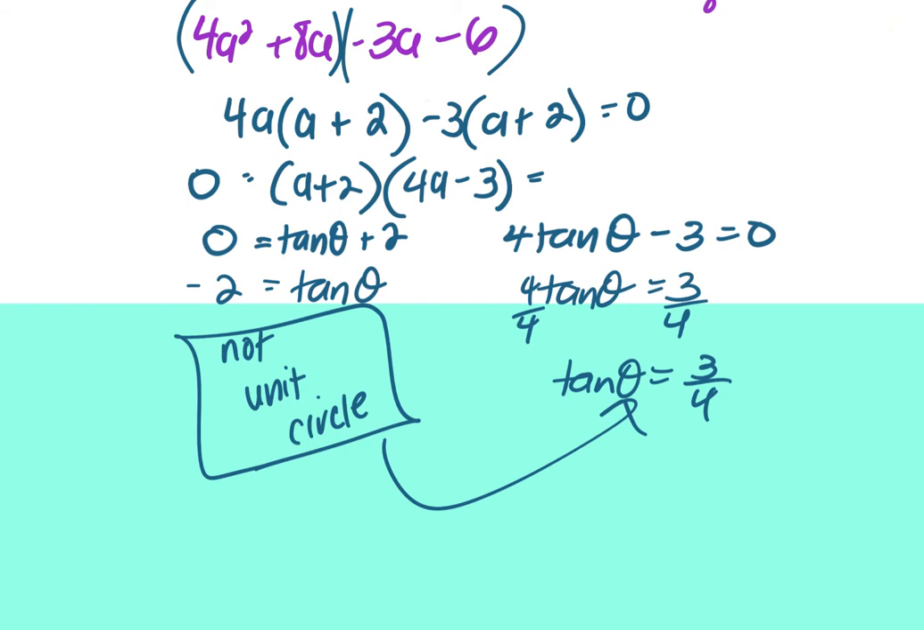Tangent has no restriction. Tangent and cotangent can be anything. Think about what tangent is. Tangent is opposite over adjacent, right? On a triangle. There's no restriction on opposite over adjacent. The opposite could be bigger than the adjacent side, or the adjacent side could be bigger than the opposite side.